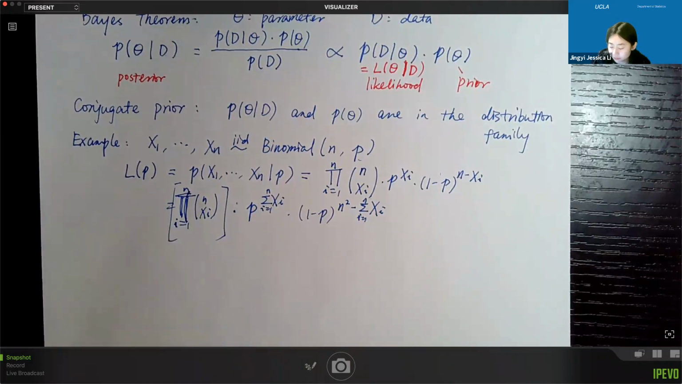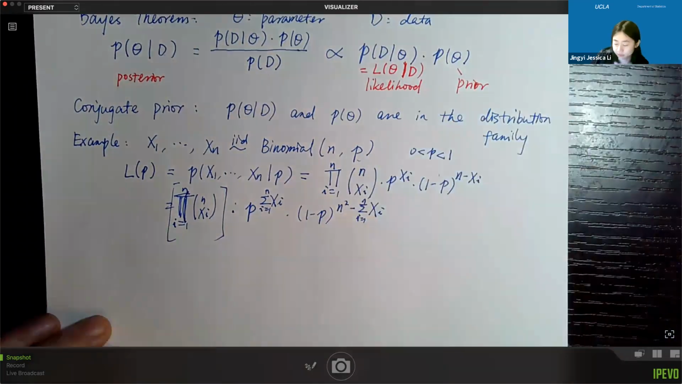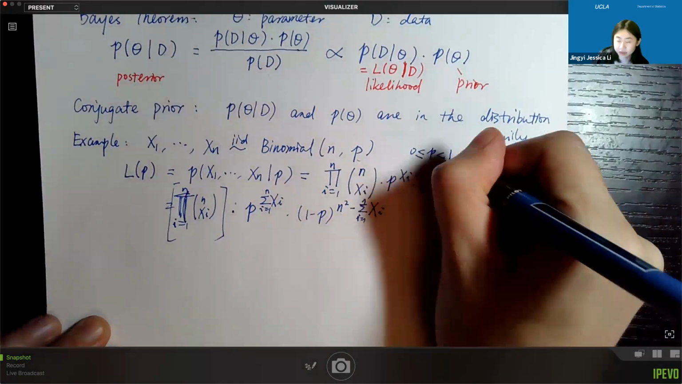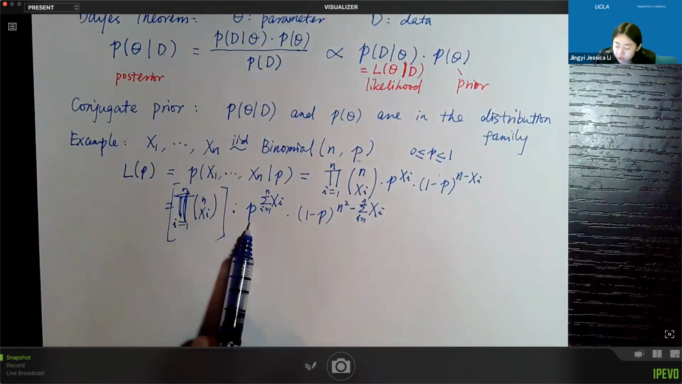p can take values between 0 and 1. Then it's a continuous value. So p, as a prior, should follow a continuous prior distribution. So let's look at the distribution form we may use.